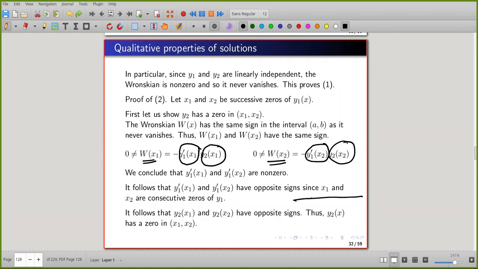So we have proved that y2(x1) and y2(x2) have opposite signs. In particular, it'll have to cross zero somewhere. Therefore y2(x) has at least one zero in the interval (x1, x2). I hope this is clear.